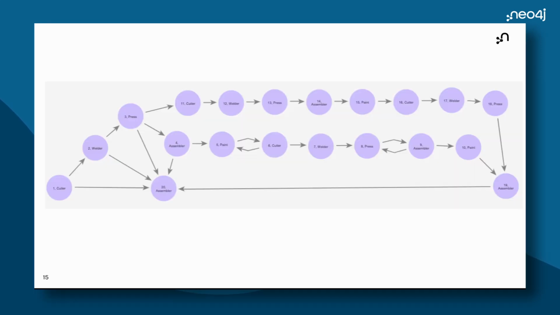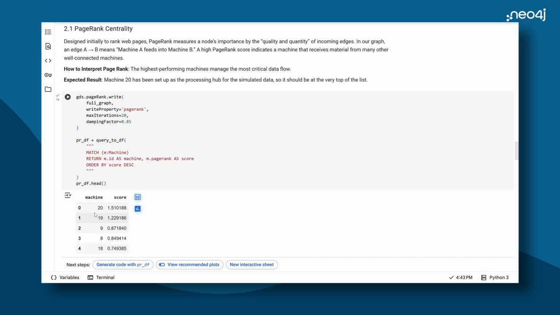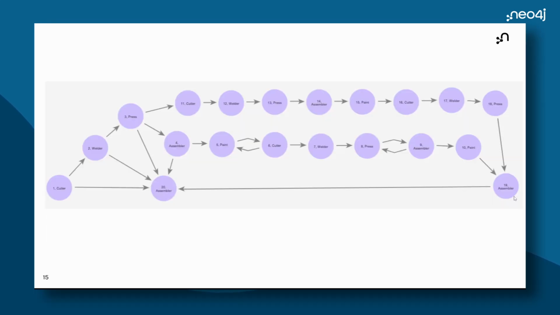If we look at our chart, you might notice that machine 20 has a lot of connections going towards it. So we would expect this to have the highest PageRank. And in fact, it does. Closely followed by machine 19. Let's take a look at that. Here we see that machine 19 also has multiple inputs and is then connected to the very important number 20. Additionally, we can assume that these chains are producing a lot of throughput into our assembler.